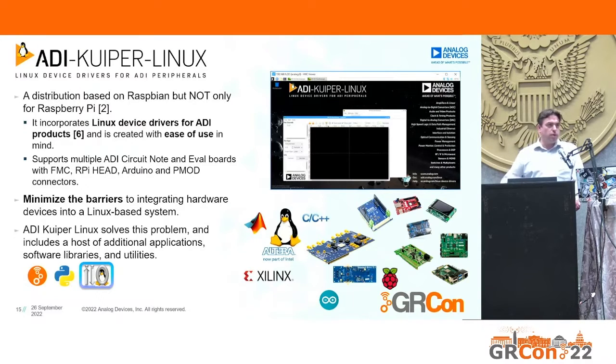So you don't need to compile the kernel, it's all there. You don't need to install GNU Radio Companion on it. It's all there. There's all Python, libiio. It's out of the box. And we also use this for customer evaluation, where they want to have a good out-of-box experience, plug and play, and it all works. So Kuiper solves this by including a host of additional applications, software, and libraries, and utilities.